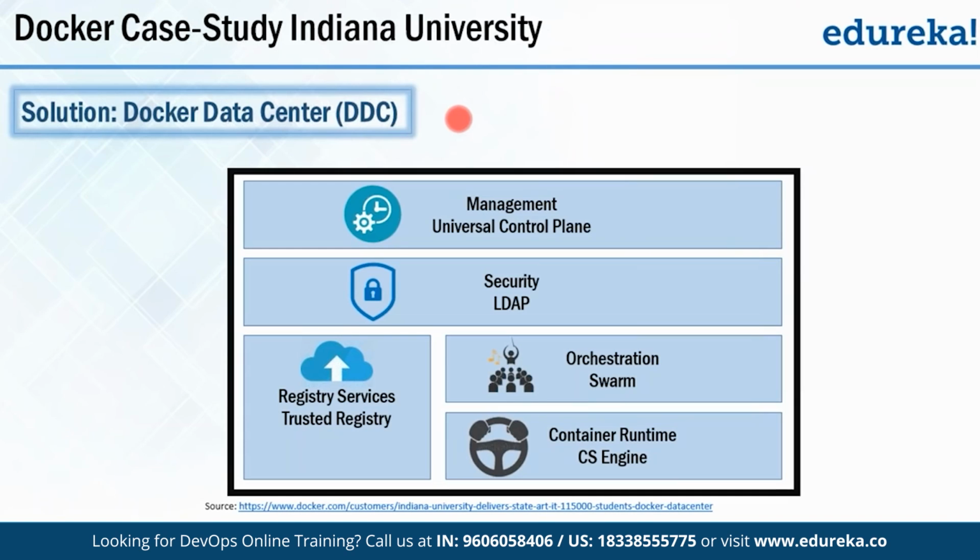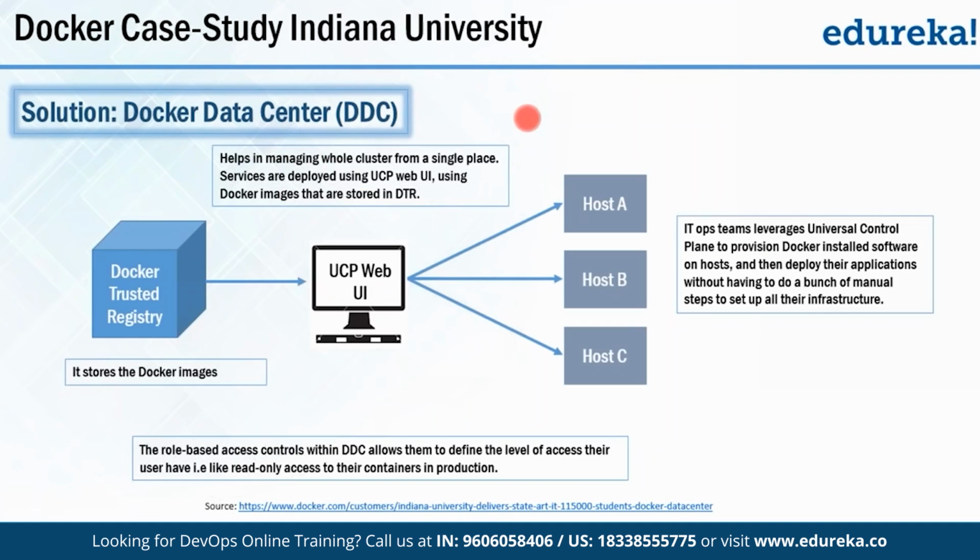The solution to all these problems was Docker Data Center. And Docker Data Center has various components which are there in front of your screen. First is Universal Control Plane, then comes LDAP, Swarm, CS Engine, and finally Docker Trusted Registry. Now let us move forward and see how they have implemented Docker Data Center in their infrastructure. This is a workflow of how Indiana University has adopted Docker Data Center. This is Docker Trusted Registry. It is nothing but the storage of all your Docker images.